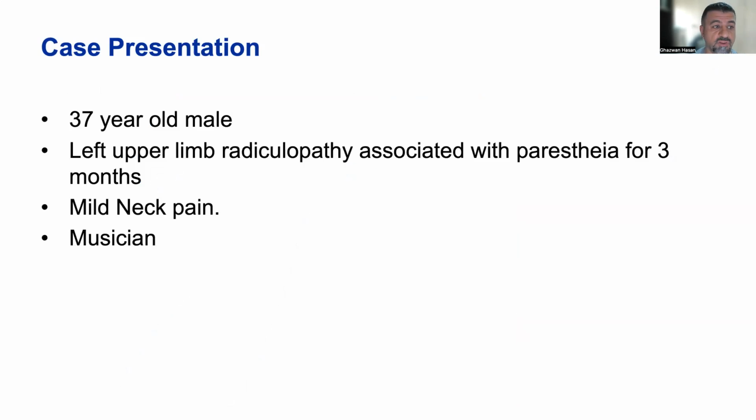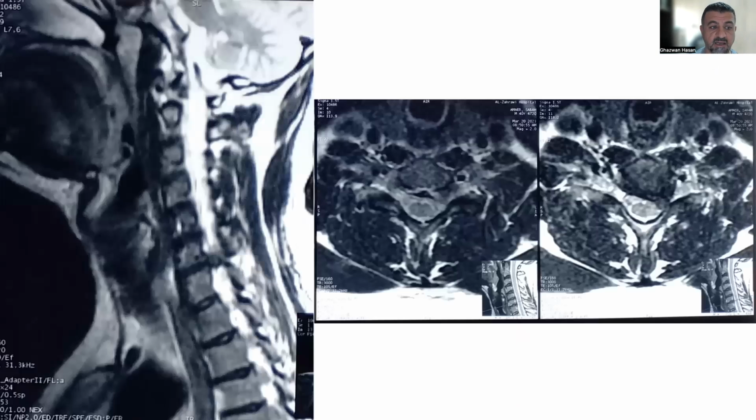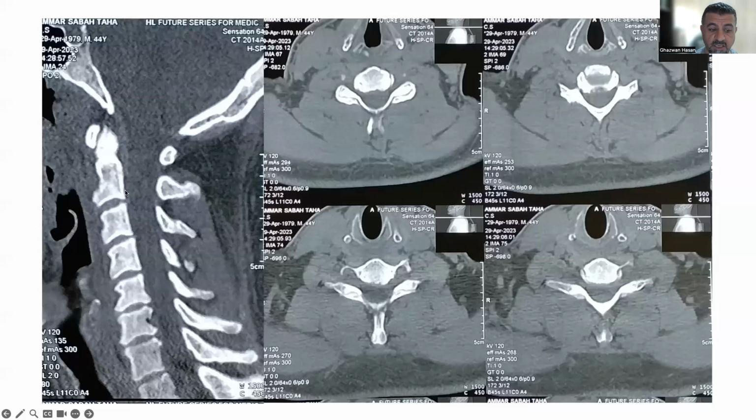I will start my talk with a case presentation: a 37-year-old male with left-side radiculopathy associated with paresthesia in the last 3 months, mild neck pain, and he's a musician looking for a solution for his condition. This is his MRI, and sorry that it may not be good quality, but this is what I have, which shows C6-7 posterolateral disc herniation toward the foramen, left side. And this is his CT scan, which shows a fresh disc without any calcification.